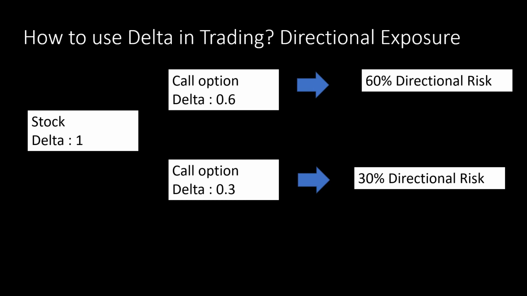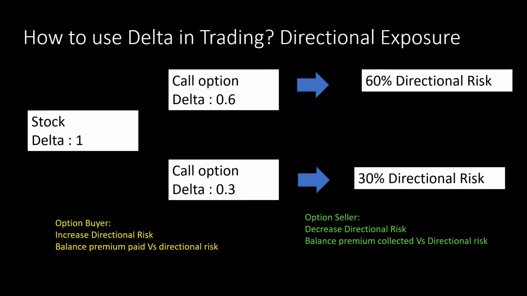So if you're an option buyer, you want to increase that directional risk because you're expecting the stock or the index to move in a certain direction, and that gives you greater profits. As an option seller, you want to reduce the directional risk. You don't want the stock or the underlying to move against you. So if you're an option buyer, the maximum delta is 1. So do we go and purchase an option with a delta of 1?